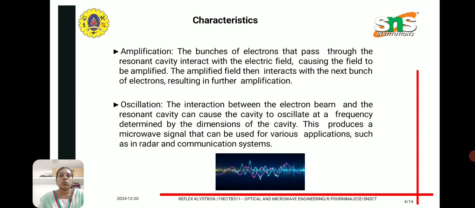There are two purposes: one is amplification and the other is oscillation. When bunches of electrons pass through the cavity, they cause the field to be amplified. The amplified field then interacts with the next bunch of electrons, resulting in further amplification. Next is oscillation. The interaction between the electron beam and the resonant cavity can cause it to oscillate at a frequency, determined by the dimensions of the cavity used in the resonator. This produces the microwave signal, used for various applications such as radar and communication systems.